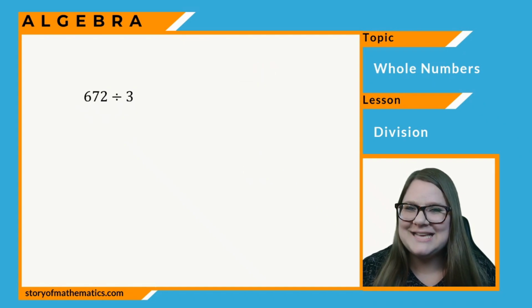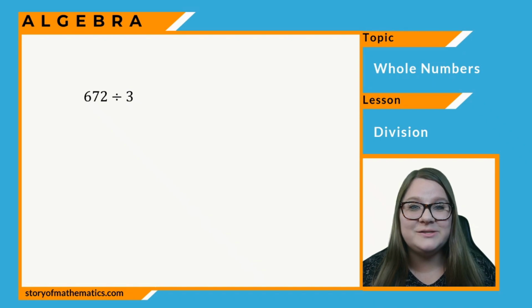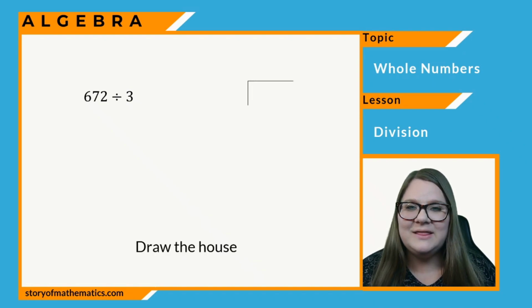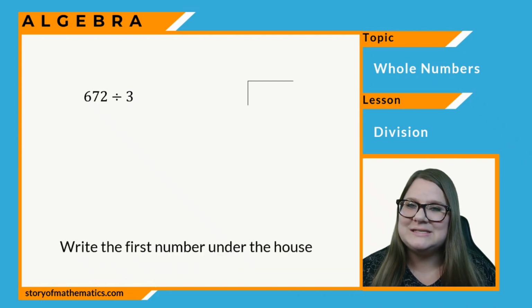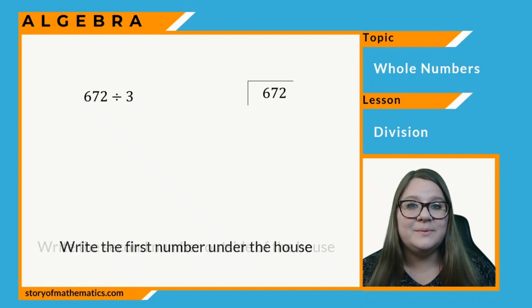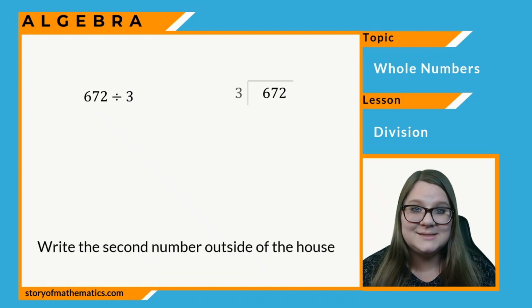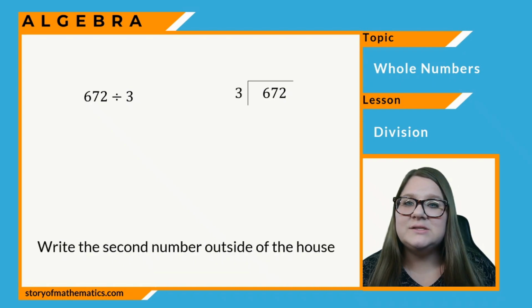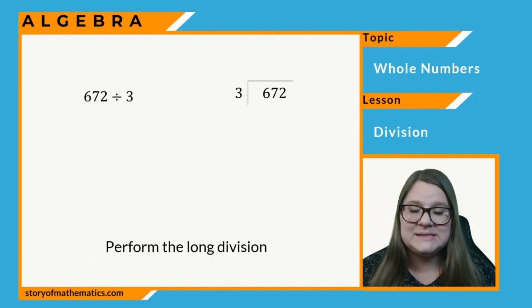Let's take a look at a second example, 672 divided by 3. Remember, we're going to draw the house first, and then we're going to take that first number, 672, and write it inside the house. Then the second number, in this case 3, is going to go on the outside of the house. So let's go ahead and perform this long division now that we have it set up.